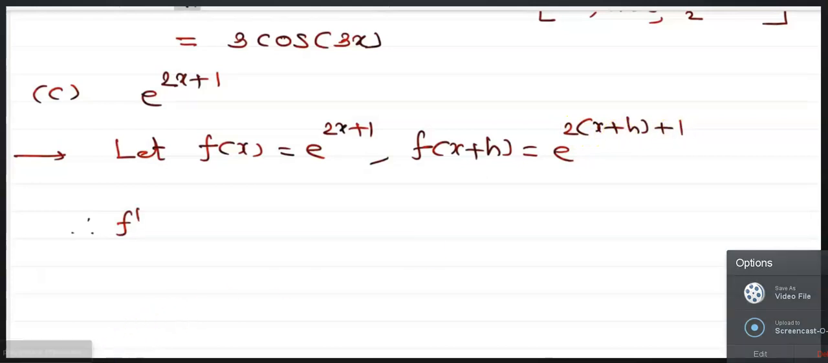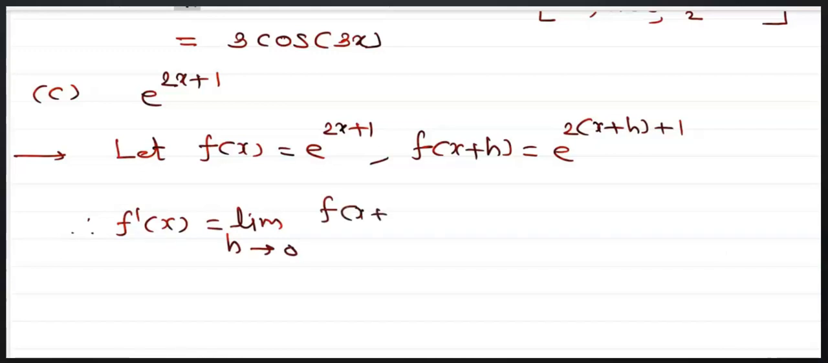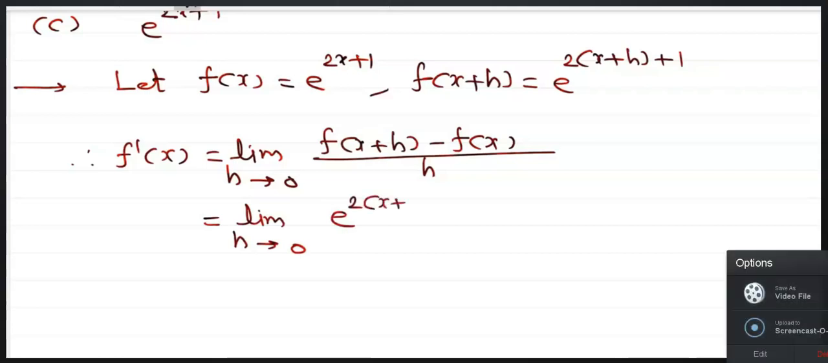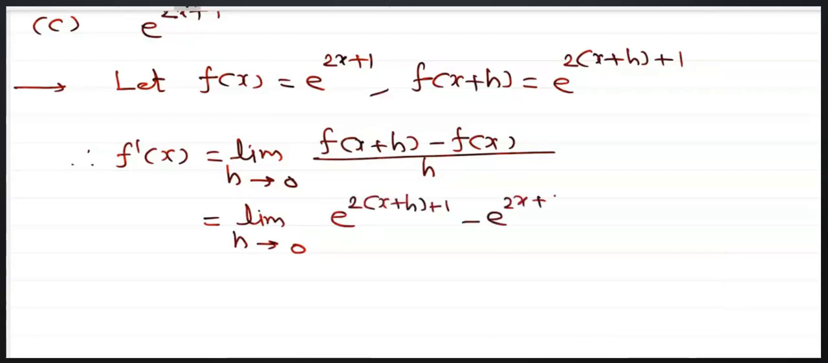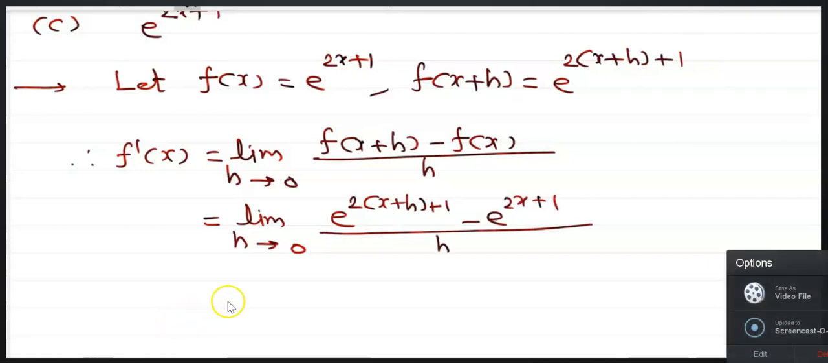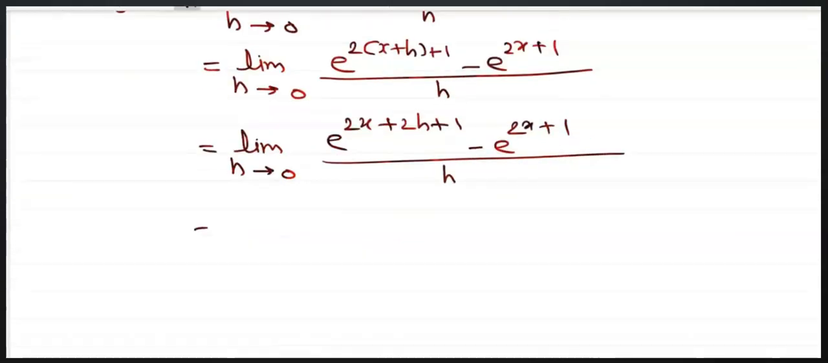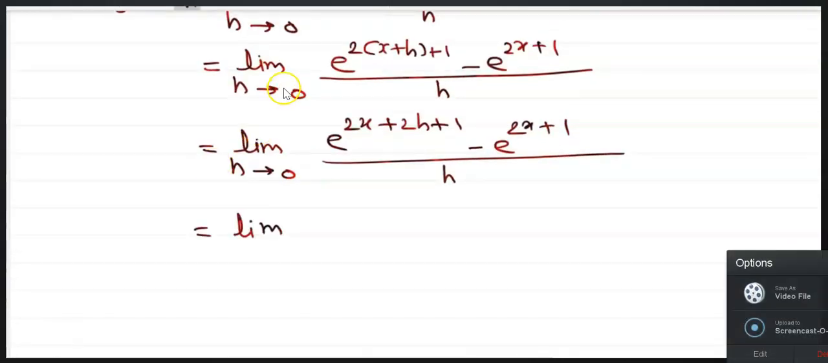limit h tends to 0, f of x plus h minus f of x upon h. Limit h tends to 0, e raised to 2 in bracket x plus h plus 1 minus e raised to 2x plus 1. Now from these two, we will take e raised to 2x plus 1 as a common. Limit h tends to 0, e raised to 2x plus 2h. This is the simplification. 2x plus 2h plus 1 minus e raised to 2x plus 1 upon h.